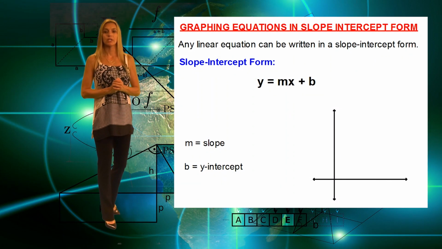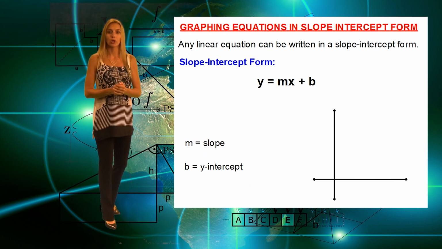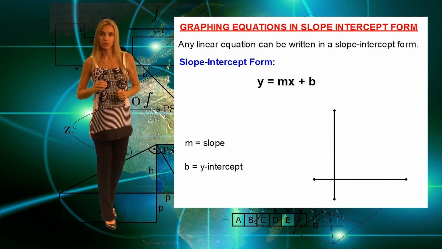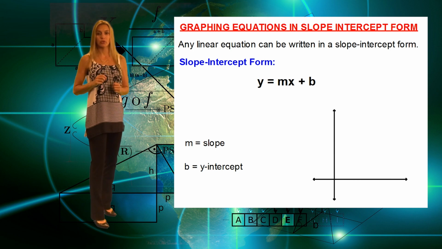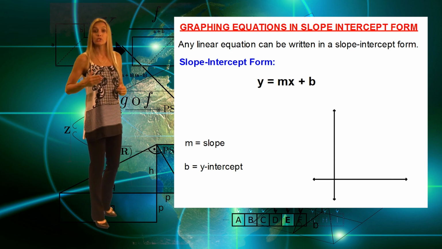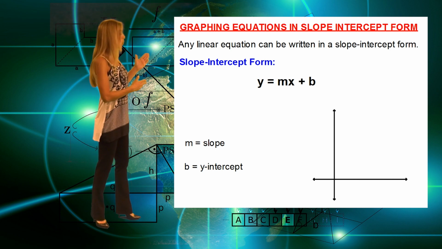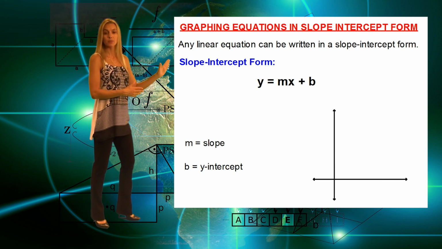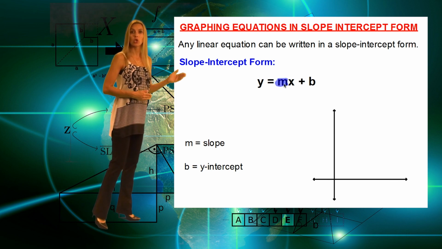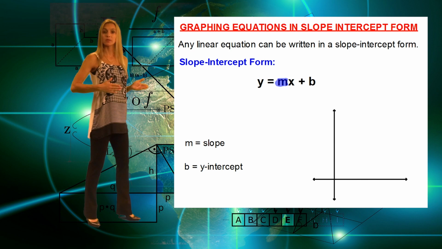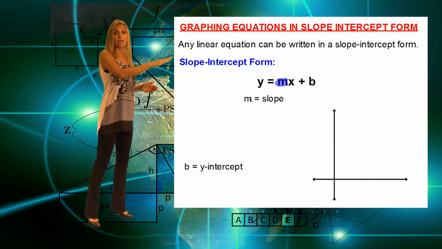Graphing equations in slope-intercept form. We have linear equations, which means a straight line, right? And any linear equation can usually be written in slope-intercept form. Slope-intercept form says y equals mx plus b, where m is the slope. And slope tells me how steep the line is.